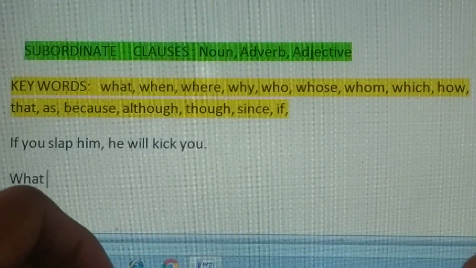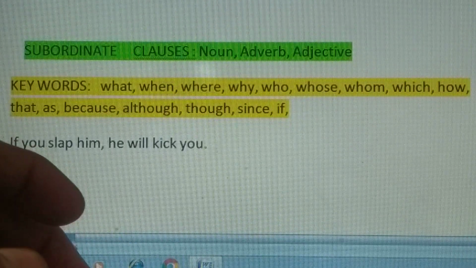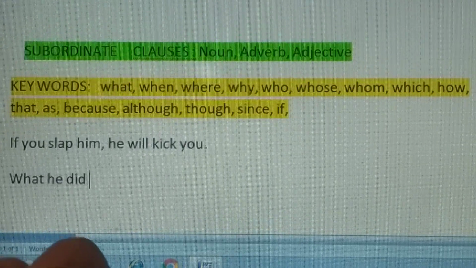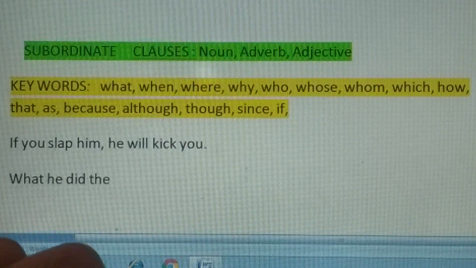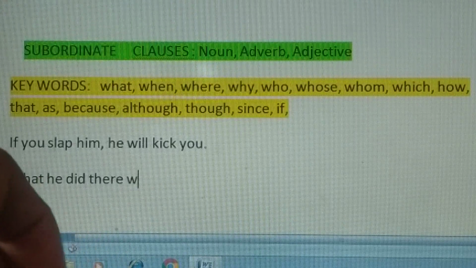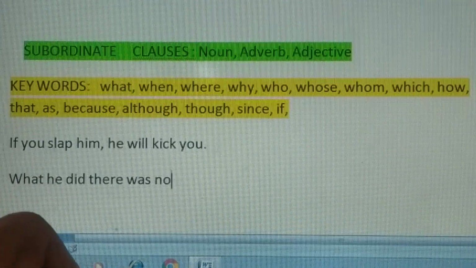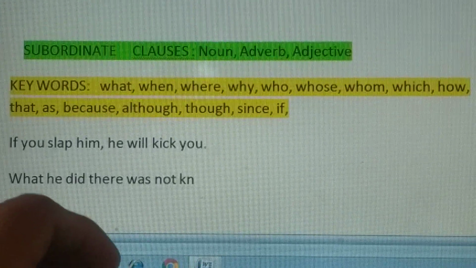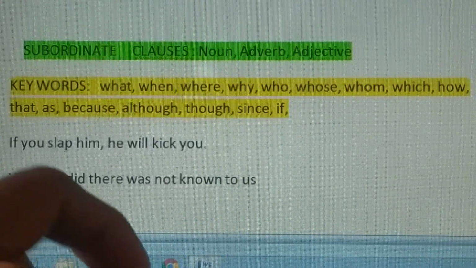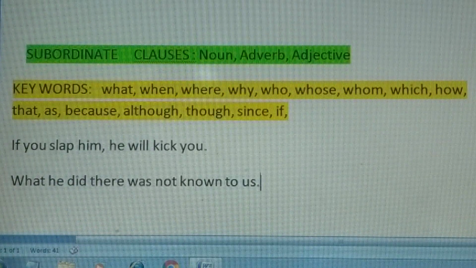What he did there was not known to us. These are the two examples. Please try to find out the subordinate clause. And do one more thing.